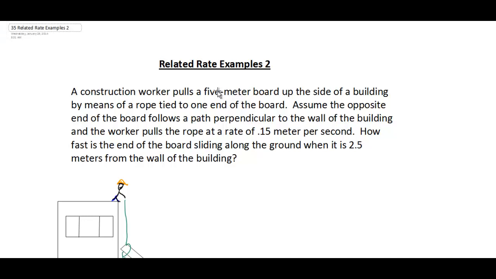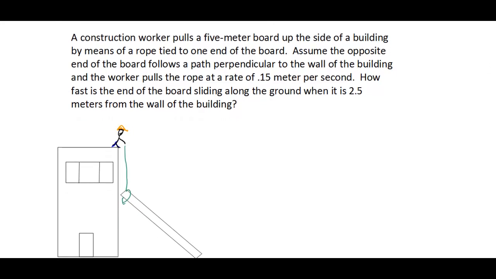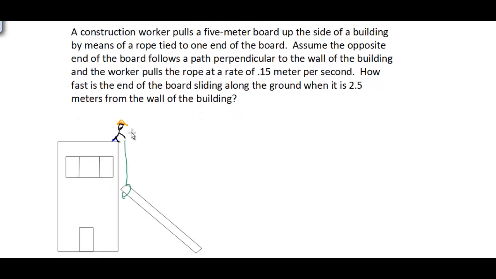In this video, we're going to look at another example of a related rate problem. And this one looks at a construction worker that pulls a 5-meter board up the side of a building by means of a rope tied to one end of the board. So if you look in the diagram, here's our little construction worker. He's pulling this 5-meter board up the side of the building connected to the rope.